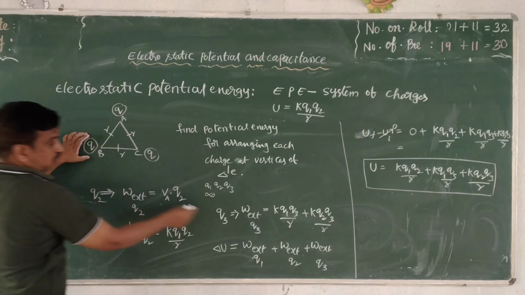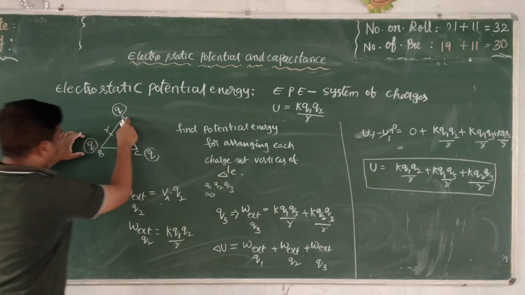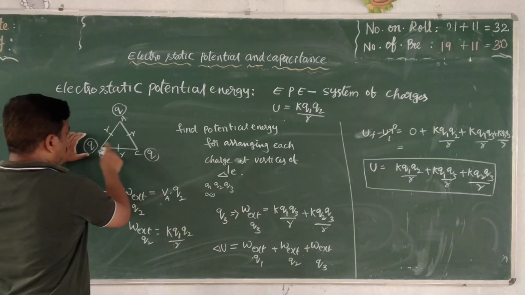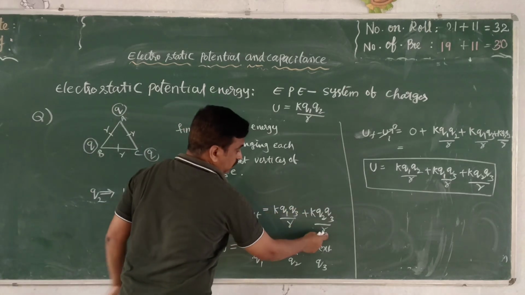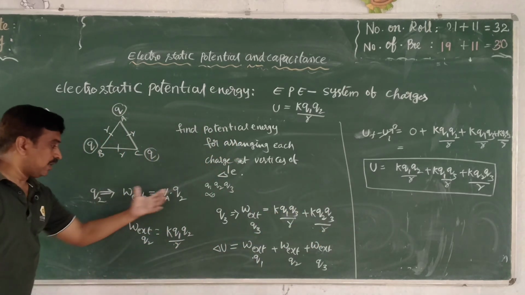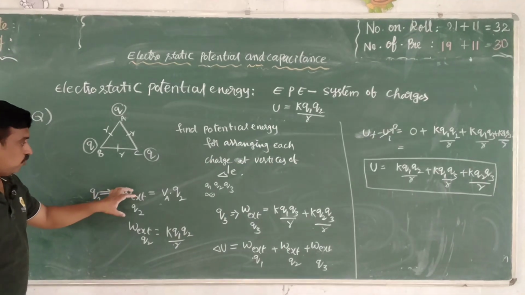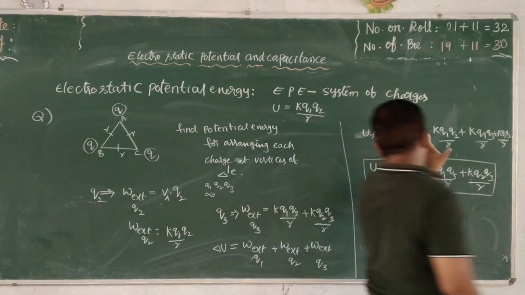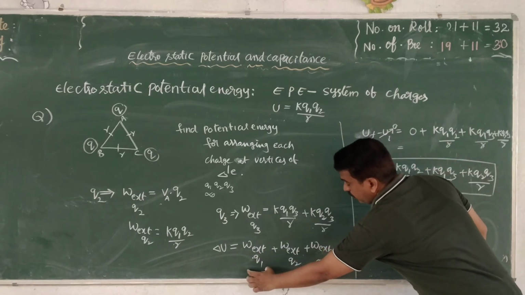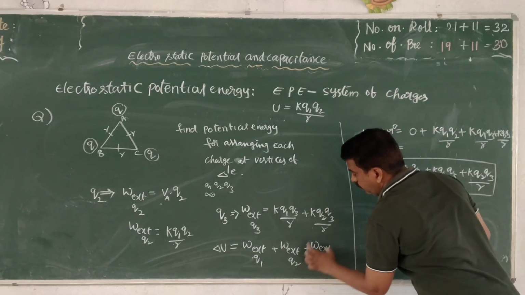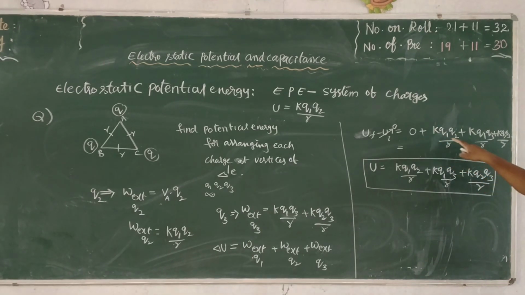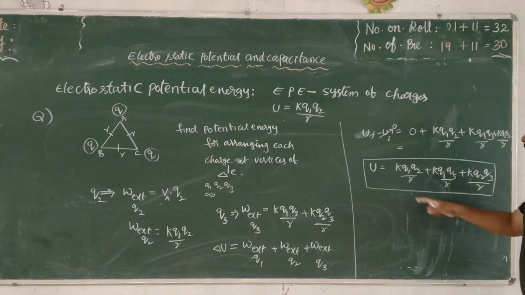Due to this, the work done is K Q1 Q3 by R. Due to this, some work done is there, that is K Q2 Q3 by R. So this all we can add, Q1, Q2, Q3. We get work done by external agent in bringing Q1, work done by external agent in bringing Q2, work done by external agent in bringing Q3. Q1 is 0, Q2 is this one, Q3 is this one. We add all and we get this formula.